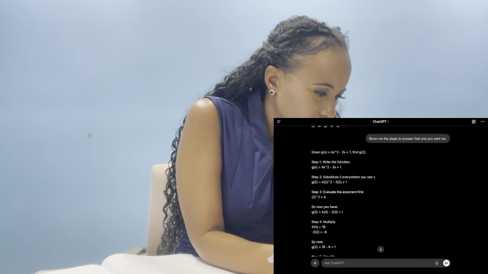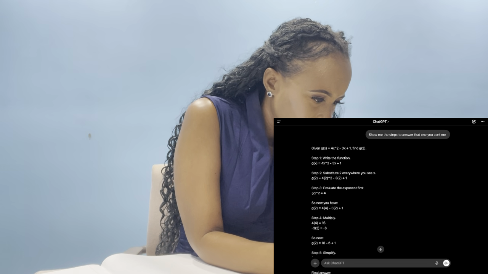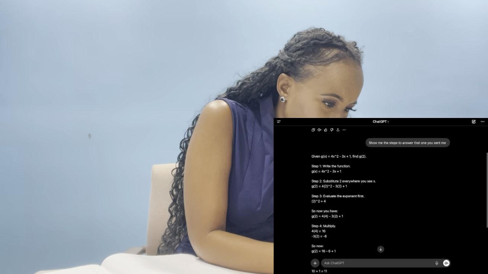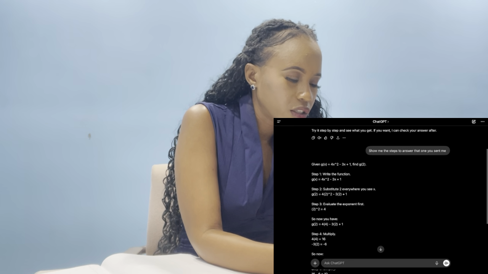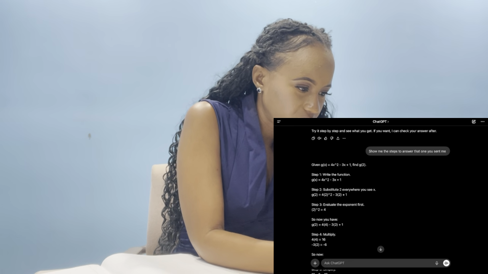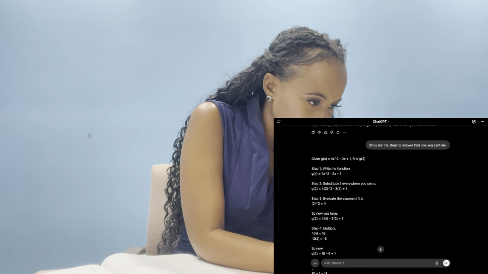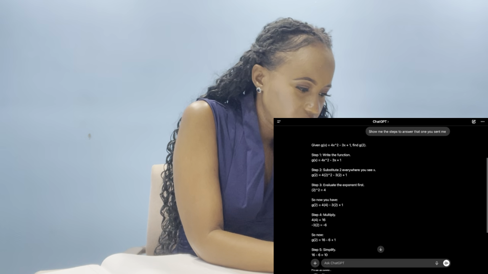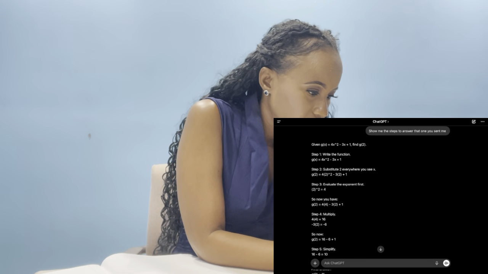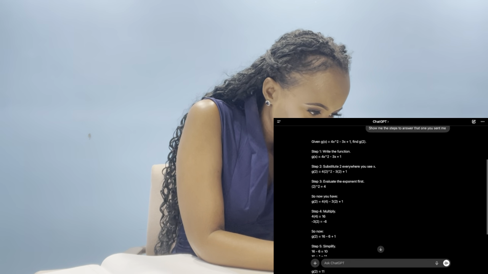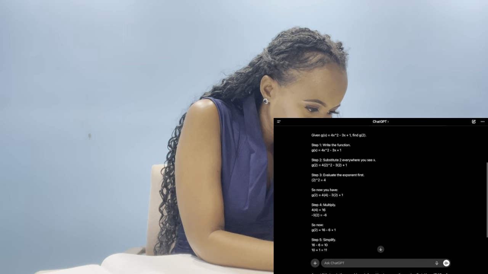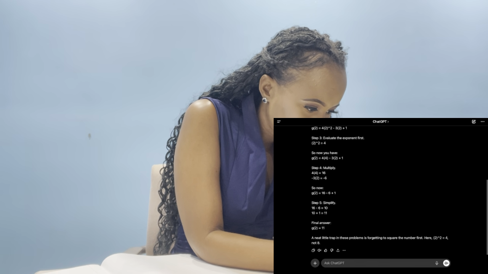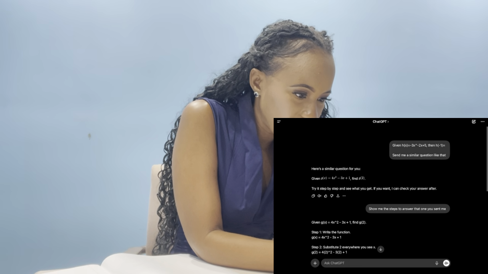So step 1, write the function 4x squared minus 3x plus 1. Step 2, substitute 2 everywhere you see x. So they got the 2 from g of 2. So say find g of 2, that's where they got the 2 from, and they substituted it everywhere they saw x. And then next, you're using PEMDAS. So evaluate the exponent first, and then multiply. So now g of 2 is equal to 16 minus 6 plus 1. Simplify, your final answer is 11, right?